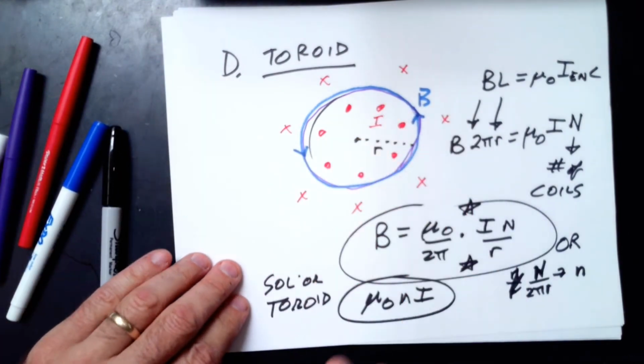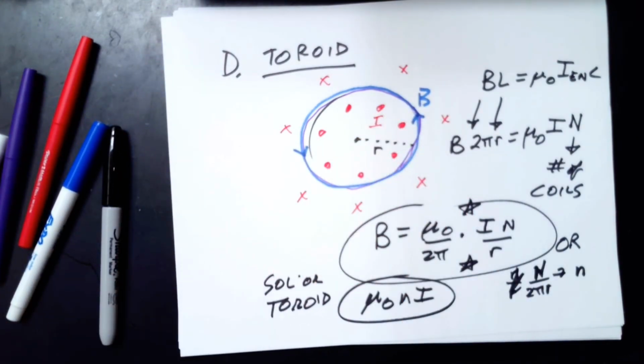Okay, so that's the way you would use Ampere's law to figure out the strength of the magnetic field of a toroid.